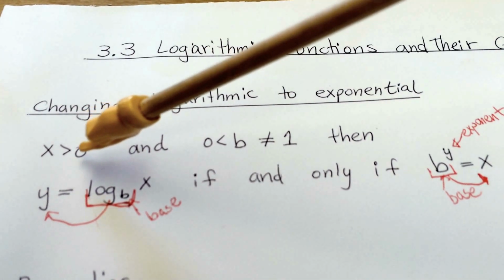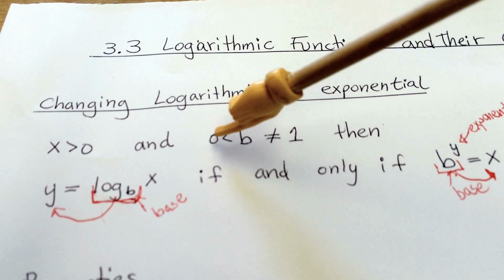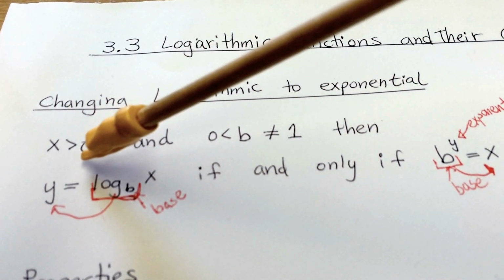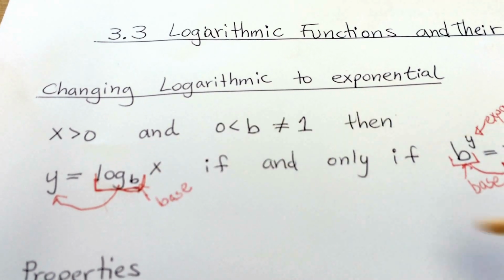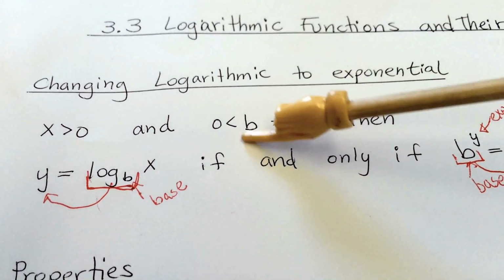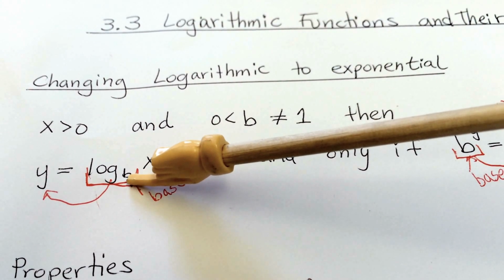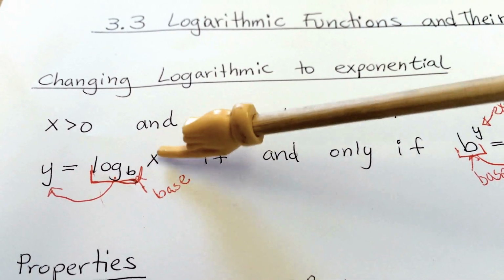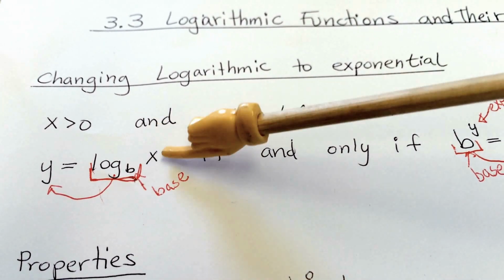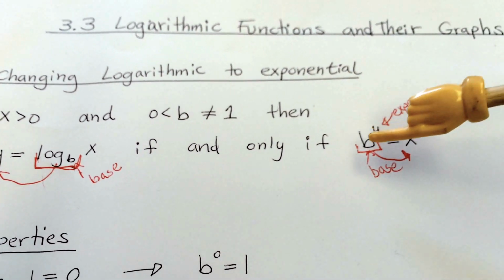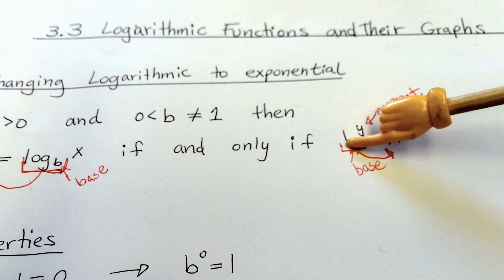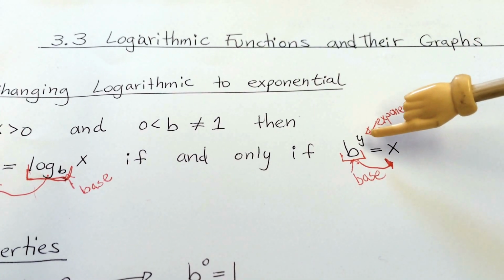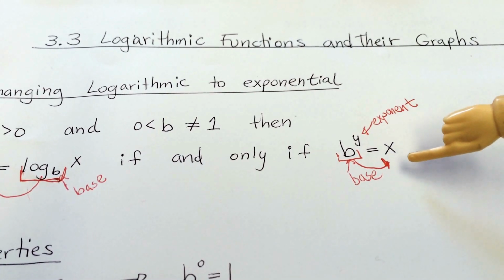It says that x is greater than 0 and b is greater than 0, but b cannot equal 1, then this follows true. This right here is the log, and this little subscript down there is called the base. That's a base right there, and then there's an x next to it. So that's log base b of x. If and only if, it will turn into this format right here. This b is also now the base for the exponent, and the power up here is equal to x.